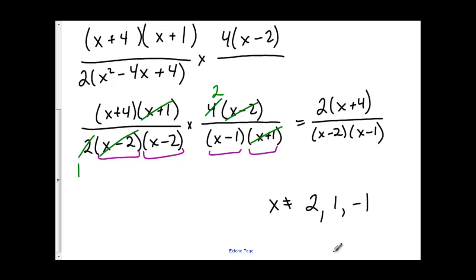So those are really the steps that you're going to need to go through to simplify when we're multiplying a rational expression. You're going to factor. You're going to look for values that are the same on the top and the bottom, and you're going to cancel them. You're going to write the remaining factors in your summary of your answer, and then finally, you're going to write the non-permissible values.